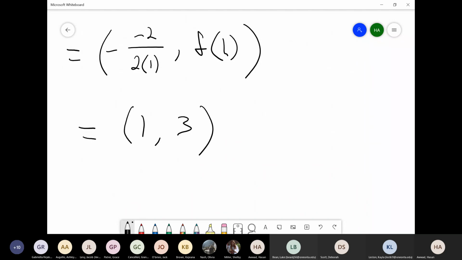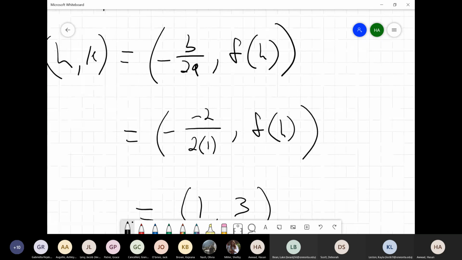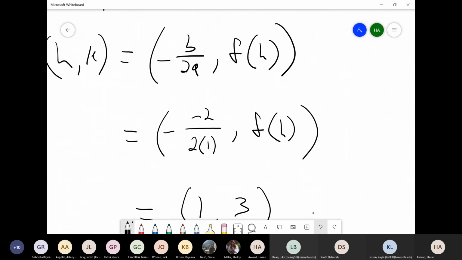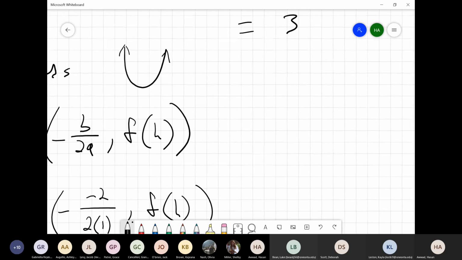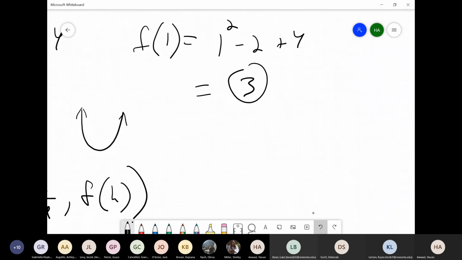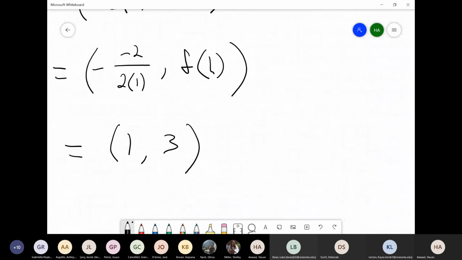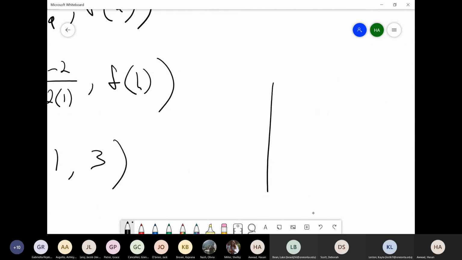So we plugged in 1 because we got 1 from doing this negative b over 2a piece, which is our x component. And then once we get an output, which we got 3, we know that's going to be our y component, our k. So now we have our vertex. Our vertex is 1, 3. So if we were plotting this on the graph, and I'm just sketching this, if this is 1, somewhere up here is 3, your vertex is starting somewhere up here.